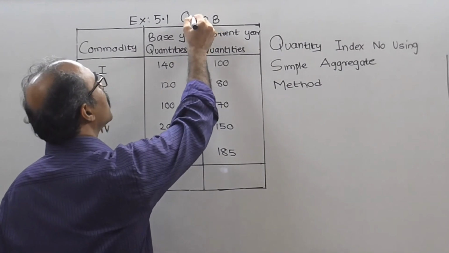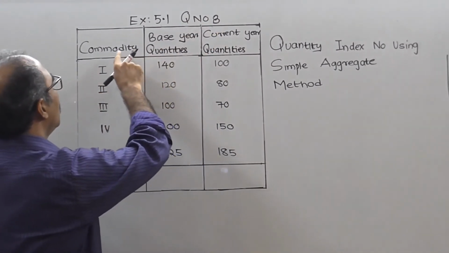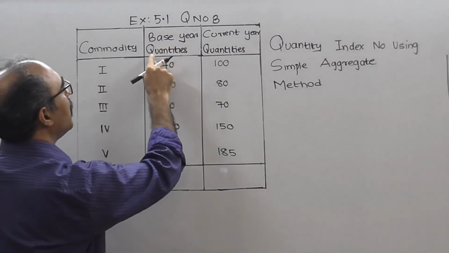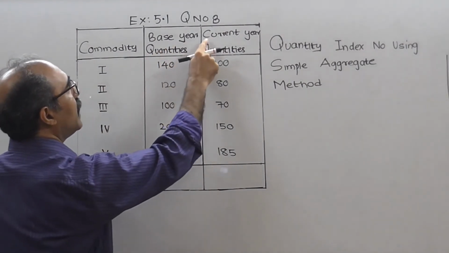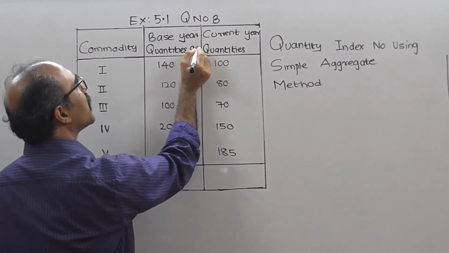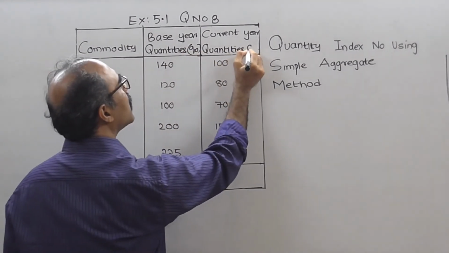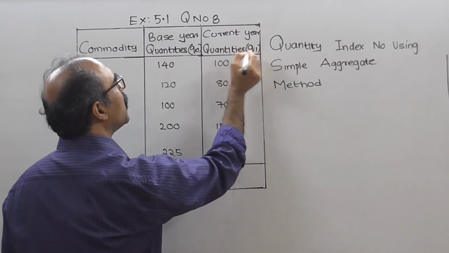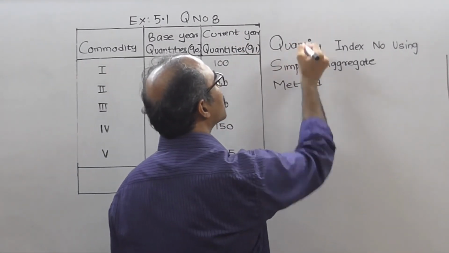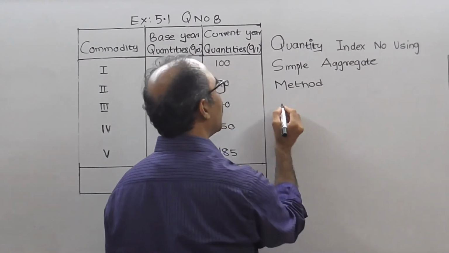Exercise 5.1, question number 8. Commodity 1, 2, 3, 4, 5. They have given base year quantities and current year quantities. Base year quantity is to be taken as Q0, current year quantity has to be taken as Q1. Now you have to calculate quantity index number using simple aggregate method.